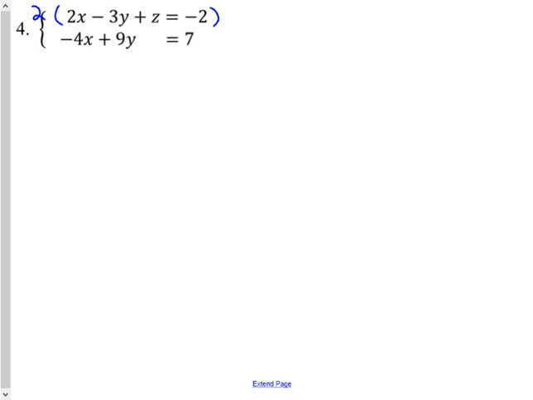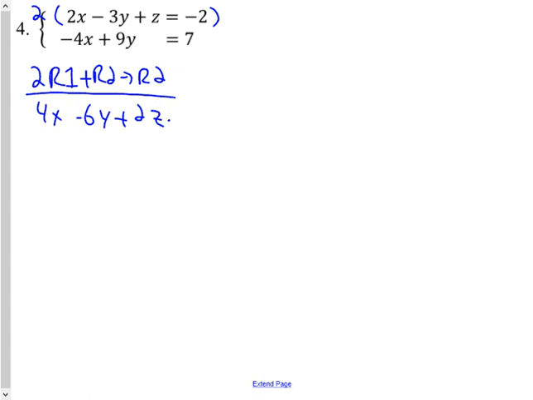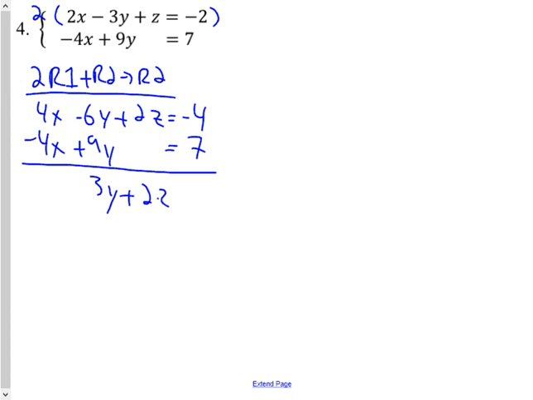So we're going to do, again, writing out what we're doing, 2 times row 1, adding it to row 2 for my new row 2, and we get 4x minus 6y plus 2z is minus 4. Rewriting the second equation, negative 4x plus 9y is 7. Adding, I get 3y plus 2z is 3. And so now I have these 2 equations.